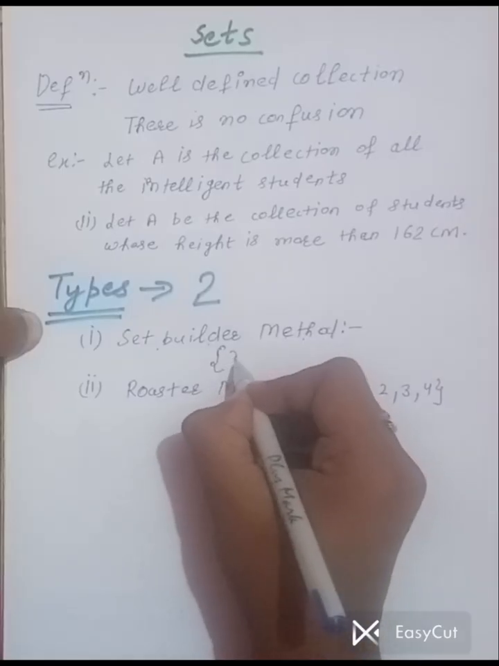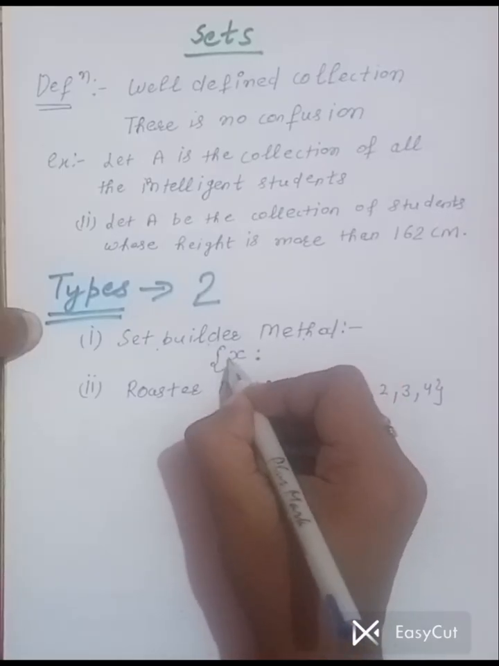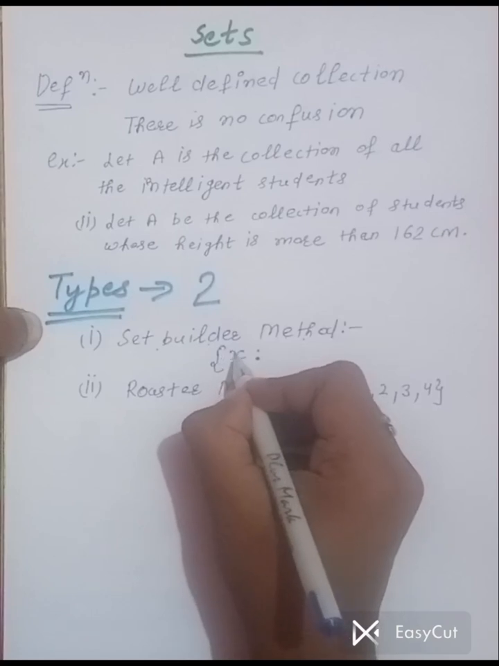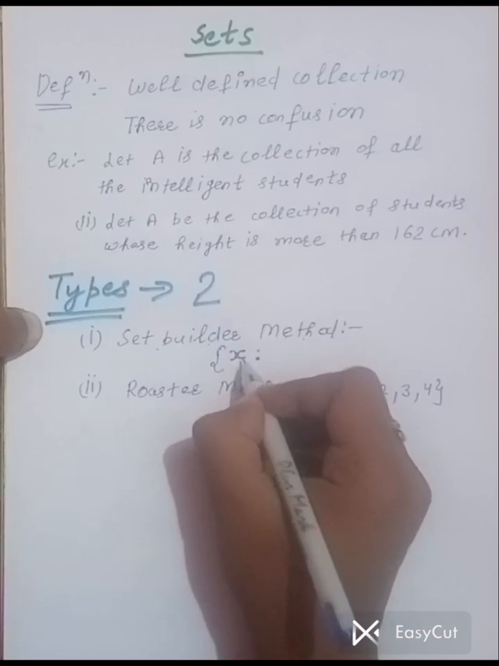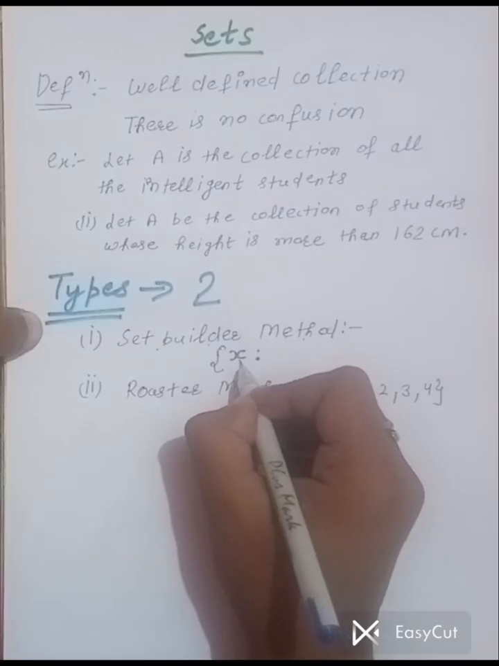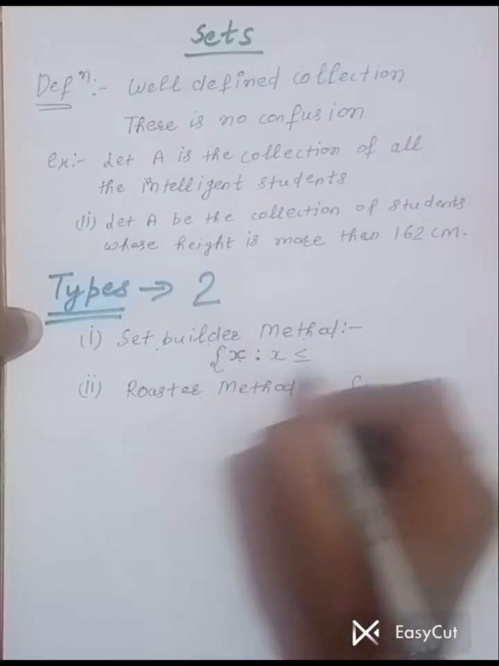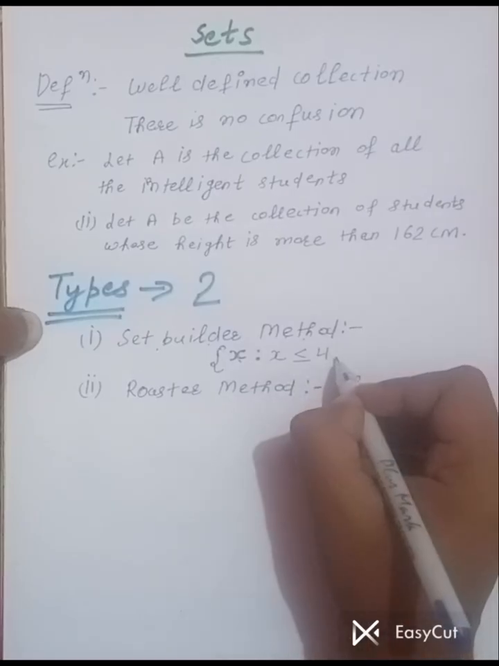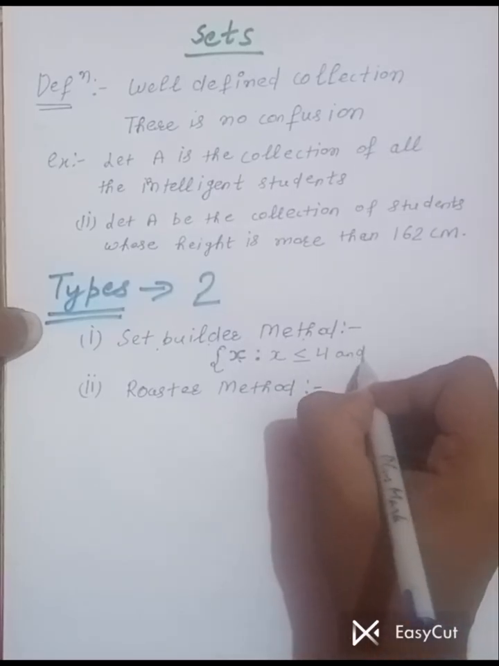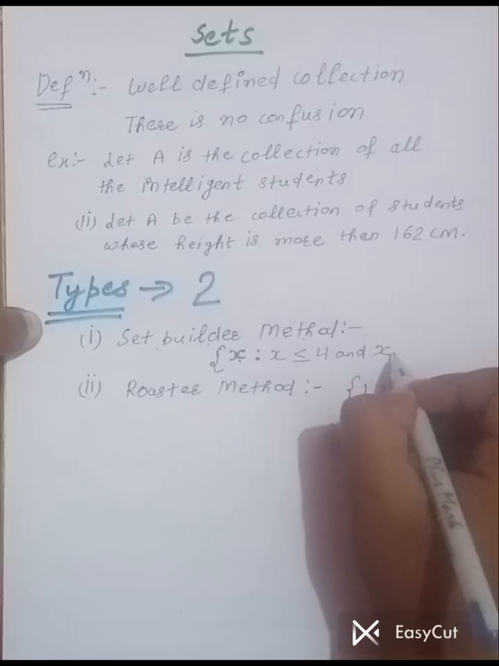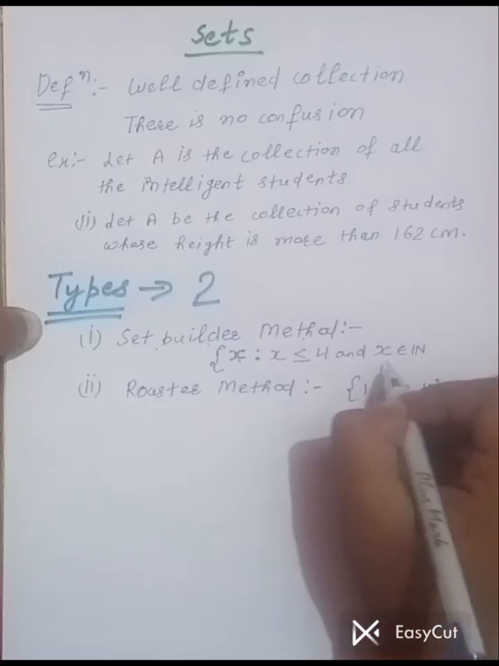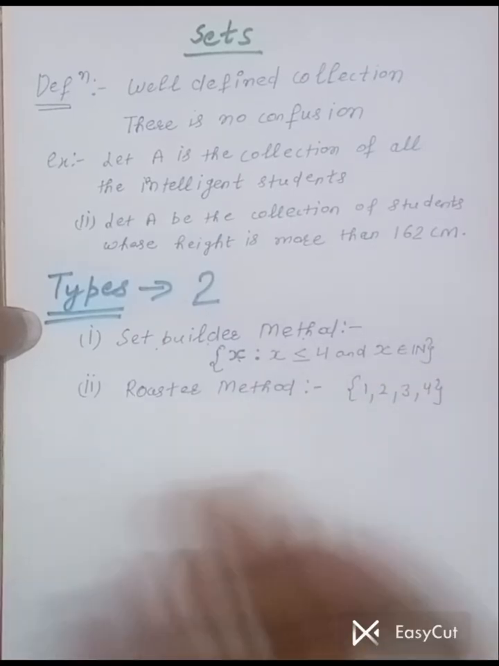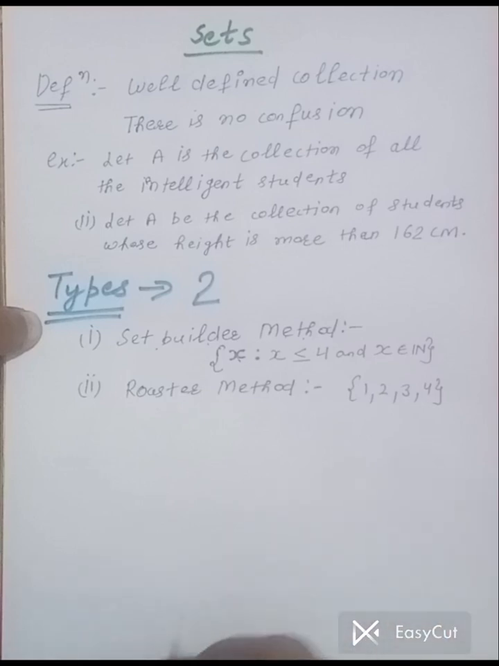definition, like x such that, in this set, it is the collection of all the x. And what is the property of x? x is less than or equal to 4, and x is also a natural number. So we all know, if x is a natural number and also it is less than or equal to 4, it must be 1, 2, 3, 4. So I think you got it. Okay.